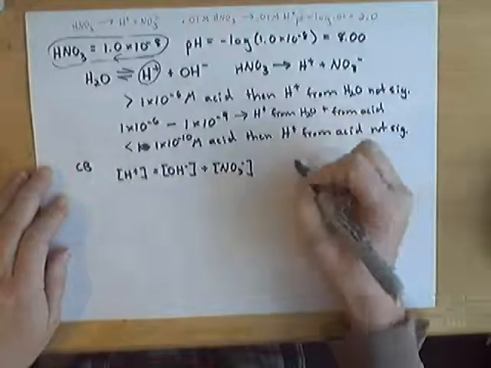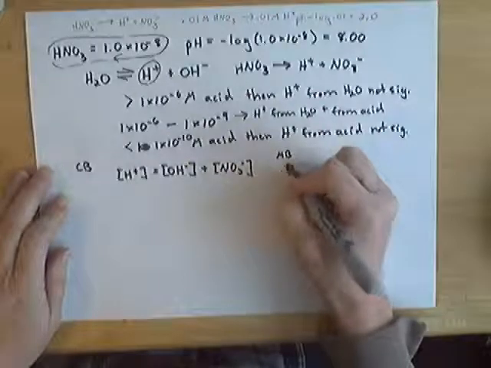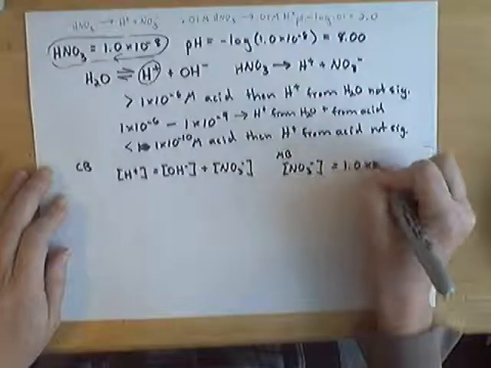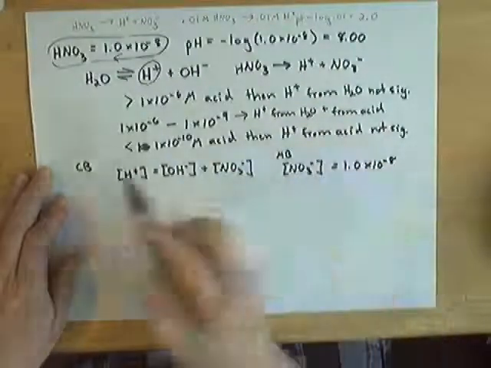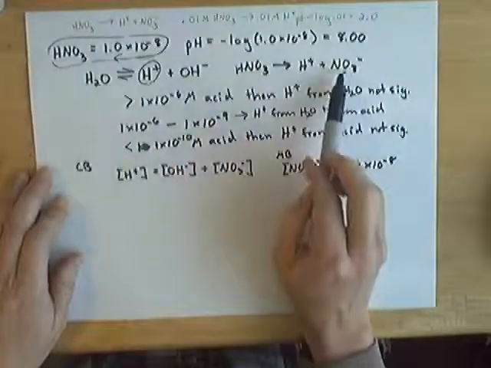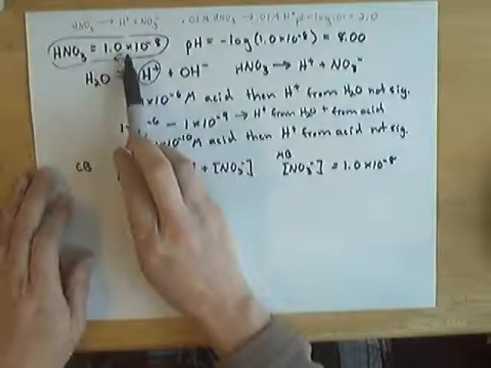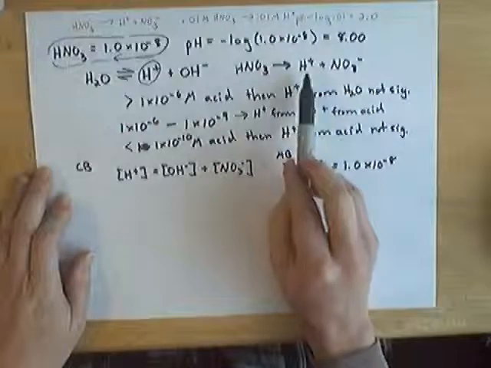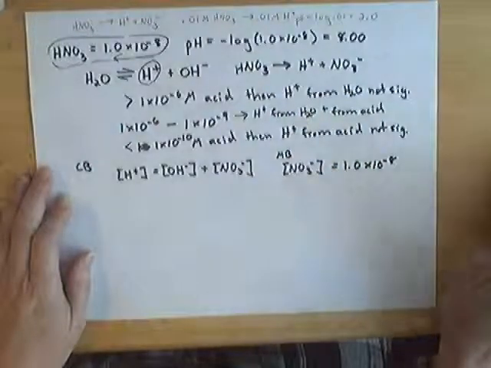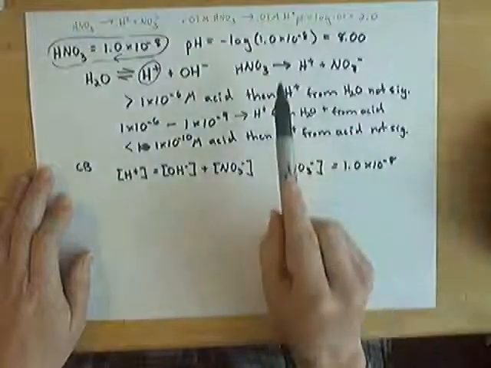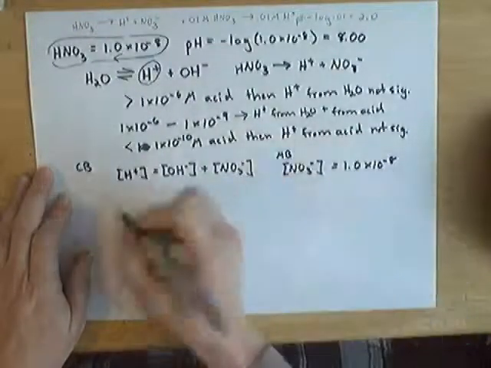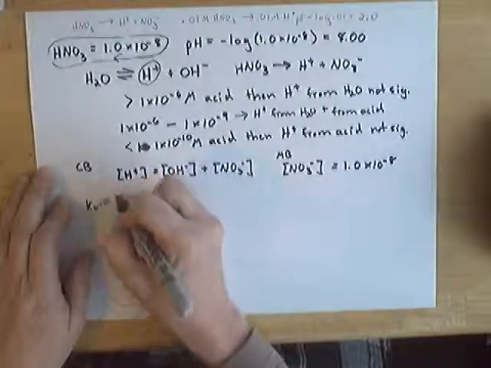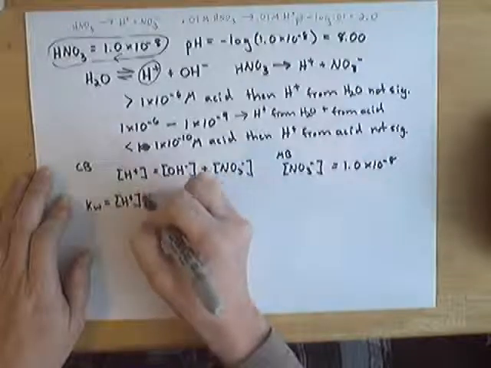The only thing I can write for a mass balance here is I know that the concentration of nitrate is going to have to equal 1.0 times 10 to the negative 8th, right? Because for every 1 mole of nitric acid I put in, I get 1 mole of nitrate. So if I'm putting in 1.0 times 10 to the negative 8th, I'm getting 1.0 times 10 to the negative 8th nitrate. I can't set that equal to the H+ because I have two different sources of the H+. All right, so I cannot set those two equal. I can also write an equilibrium expression for everything that's in equilibrium. The only thing to write there is the Kw for the water.